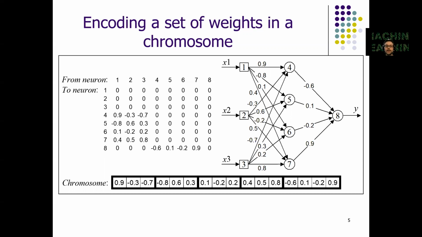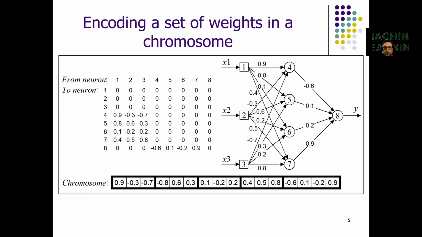And on the left side is the representation of the weights in matrices, just to help you understand how this architecture is converted into some kind of genes and chromosomes. So in the matrix, you can see the weights from, for example, neuron 1 to neuron 4, and you have a weight 0.9. And from 1 to node 5, and you have minus 0.8, etc. And you see how these are represented in the chromosome. So 0.9 is the first element of this chromosome.